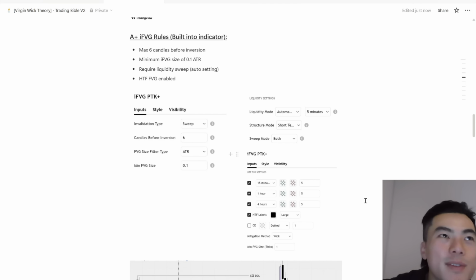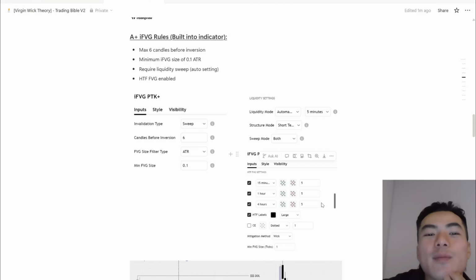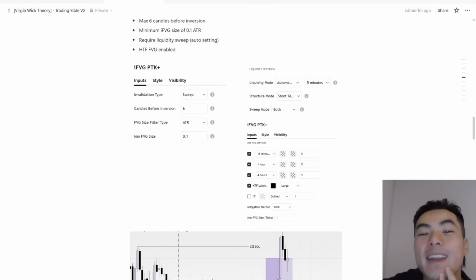Oh yeah, I forgot to mention this. Fortunately for those of us who already trade this model and use the IFVG Pro Toolkit indicator, it has a built-in higher time frame fair value gap function. So you don't need to add any more indicators. You literally just tick these boxes and you're good to go. But that's what it looks like from my indicator.